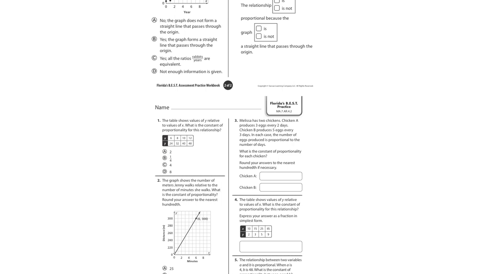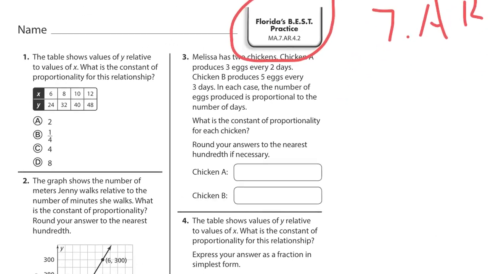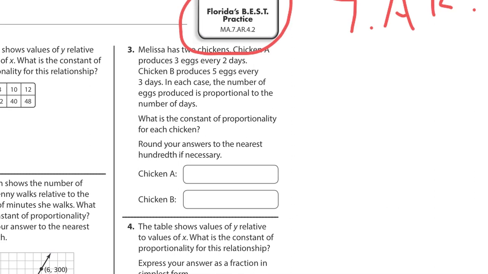Okay, now we're going to turn to page 7AR.4.2, which is the next page. And I'm going to do problem number 3. Okay, it says Melissa has 2 chickens. Chicken A produces 3 eggs every 2 days. Chicken B produces 5 eggs every 3 days. In each case, the number produced is proportional to the number of days. So number of eggs produced is proportional to number of days. What is the constant of proportionality?